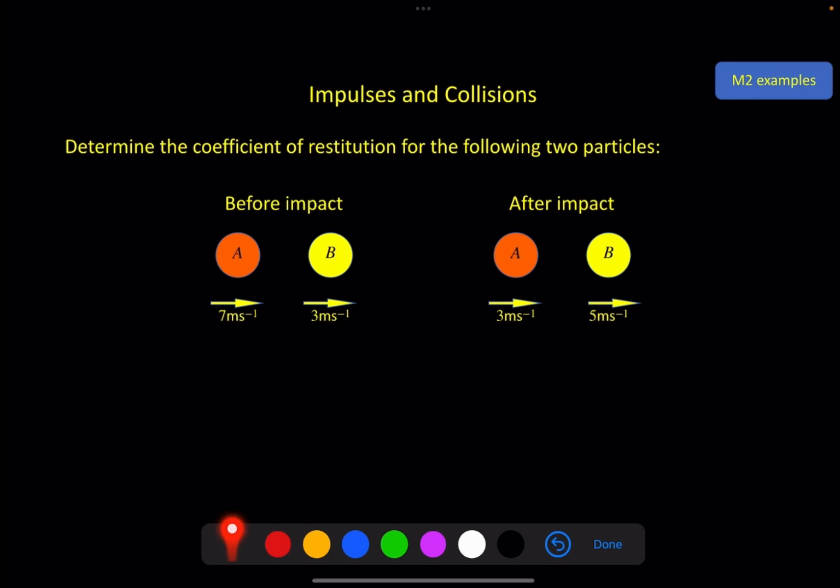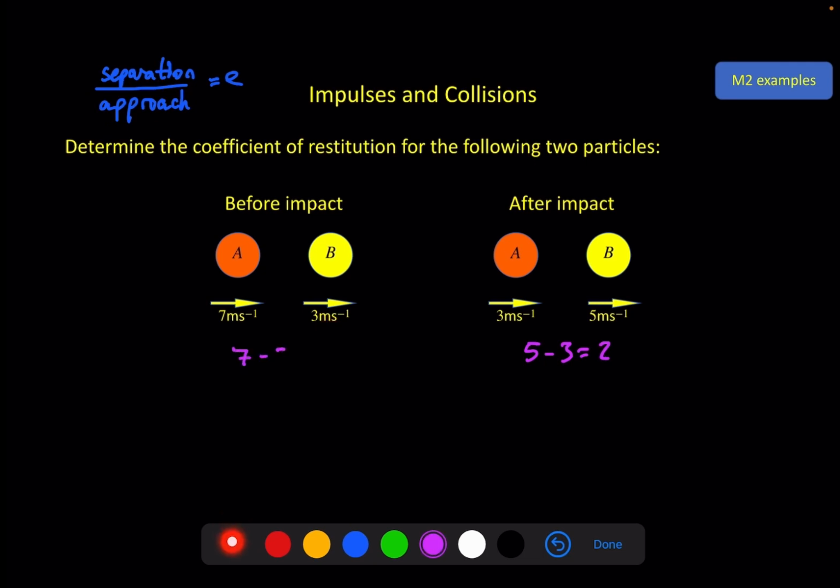Determine the coefficient of restitution for the following two particles. So the ratio is speed of separation over speed of approach. So how fast do they separate? That's after the impact. So you can see here we've got 5 meters a second and 3 meters a second. The difference there is 2 meters per second. The speed of approach, 7 meters a second, 3 meters a second. So the speed of approach here, 7 minus 3, is 4 meters per second. So our ratio 2 over 4 is a half for e.